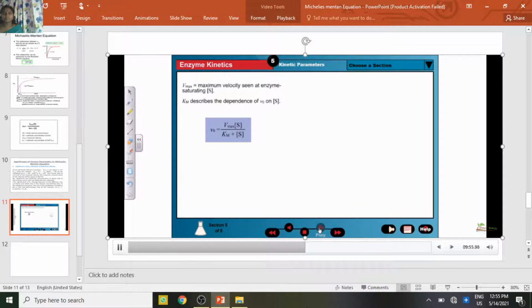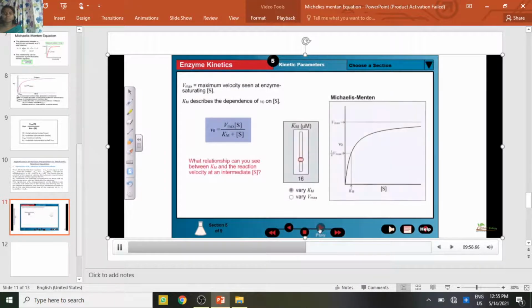Experiment with the sliders to change Vmax and Km. Note how the shape of the line changes with Km.